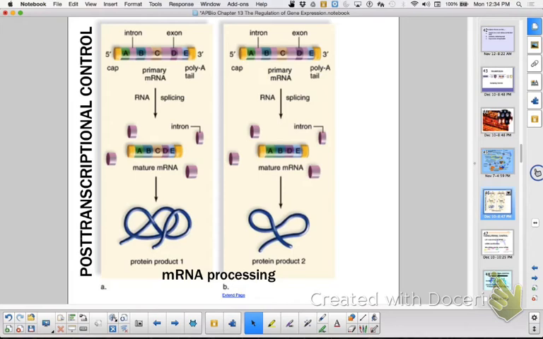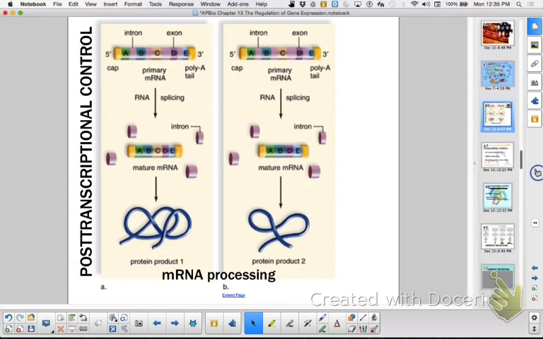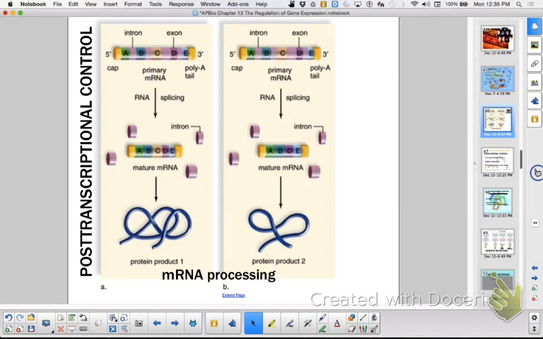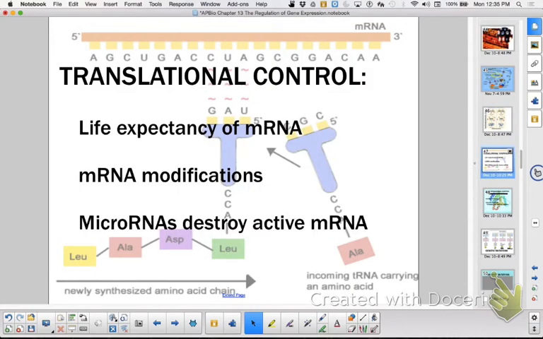Okay? So depending on what introns I cut out depends on the ultimate protein I get. So when we say this gene codes for this, well, this gene also codes for this, and this gene also codes for this, depending on what introns you cut out. Doesn't mean there's just one kind of protein that it codes for. Okay? Then we said that was post-transcriptional control, and then we talked about translational control.